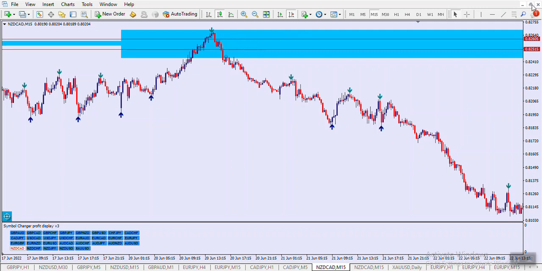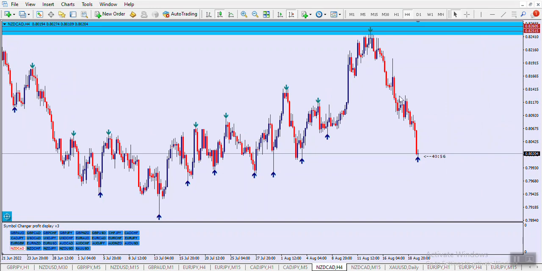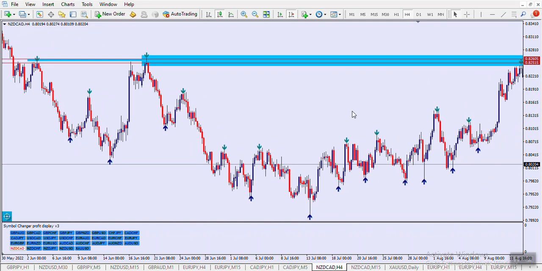So if we go back to the 4-hour time frame, that was exactly the point where price hit before dropping, right? And this trade has moved over 230 pips. This is my target for this trade. You can see that. So it's just simple and very accurate, right?